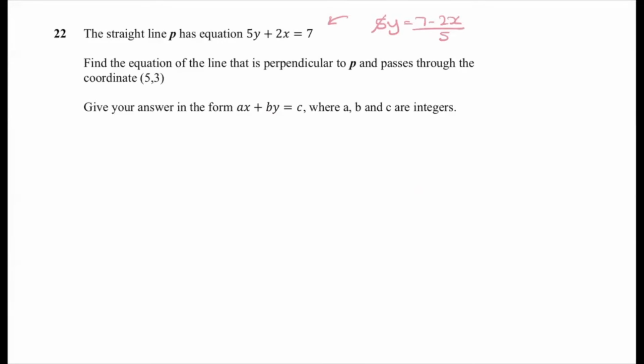Now the gradient is sitting in front of the x, which is -2/5. So the perpendicular gradient is the opposite sign, reciprocal. So I can see that my gradient for the new equation that's perpendicular is 5/2, 2.5. Now we're going to use the equation formula.